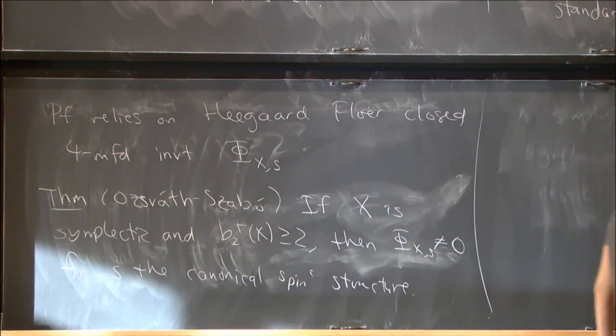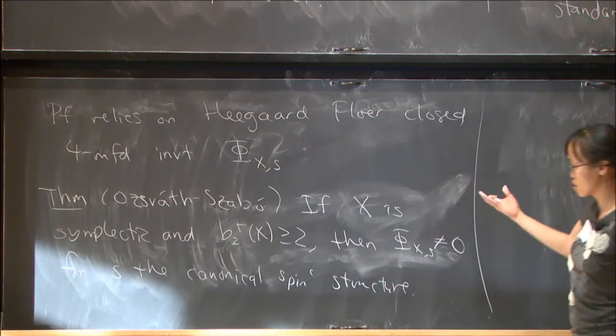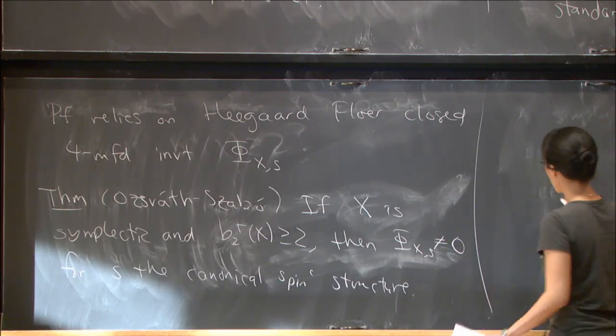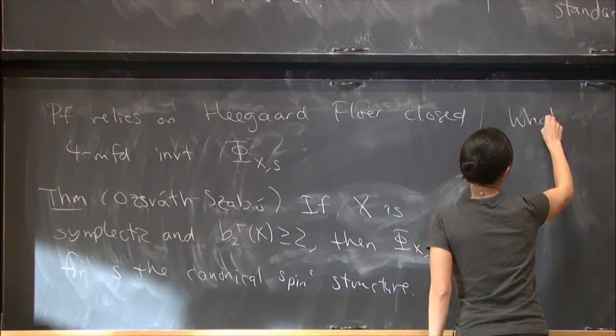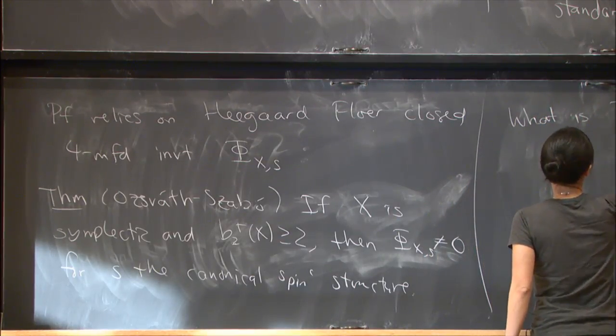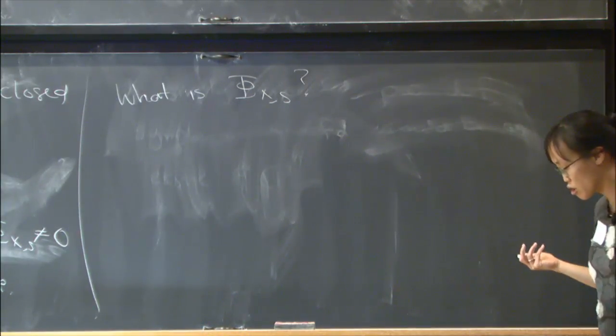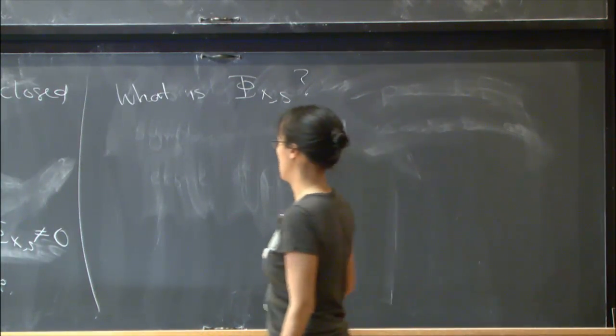Let me tell you what this closed four-manifold invariant is. First, I'm going to tell you a little bit more about Heegaard Floer homology. Nathan introduced it a little bit this morning, but we're going to need a few additional properties of it. Heegaard Floer homology is a 3 plus 1 TQFT.